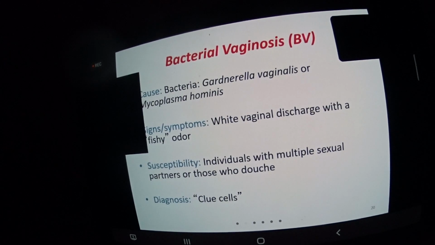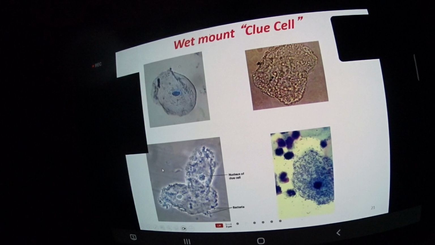Treatment, I don't have the treatment on it, but obviously the treatment is antibiotics. And it should be treated. In most cases it might go away, but it should be treated in order for it to go away fast and not cause other issues and penetrate the cervix and get to the uterus or fallopian tubes.